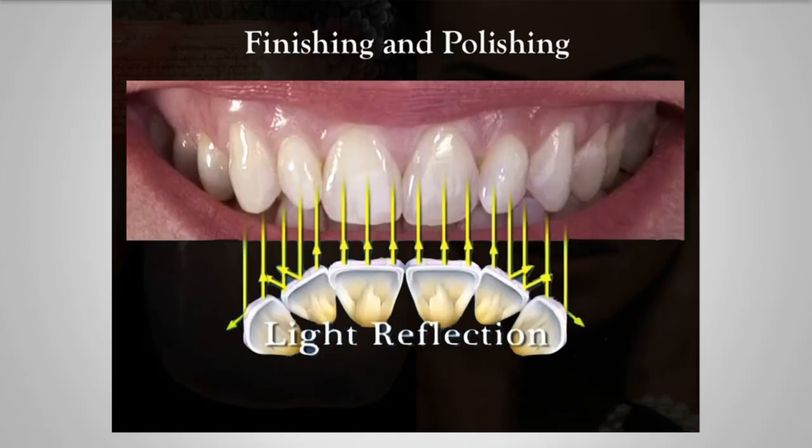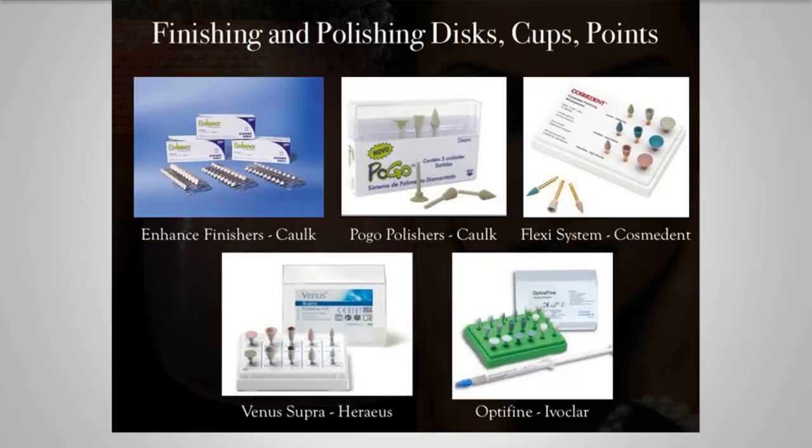So we get into finishing and polishing, where we've got our anatomy defined, and then we're going to come in and begin polishing the area. The worst thing we can do right now is pick up a big silicone cup and just start obliterating everything. So you've got several choices, and you're going to have to use a combination of polishing discs, cups, and points.